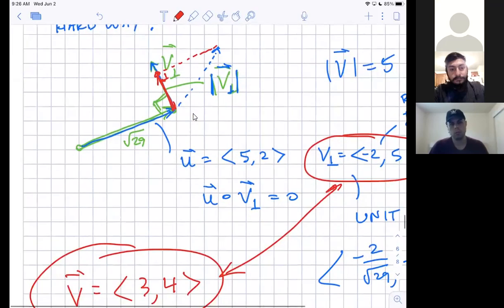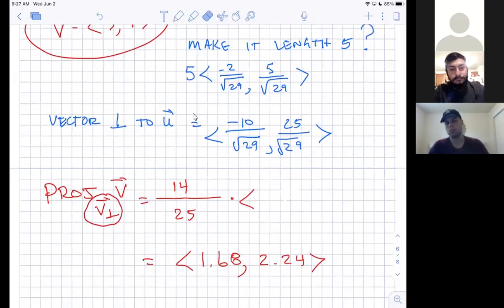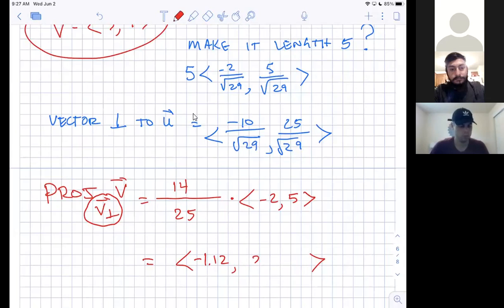Oh, I know what I did wrong. We're projecting onto V perpendicular, not onto V. This is the wrong vector. It's a good mistake to make in the sense that you might make that too, right? Aren't we projecting onto that vector? So I got it wrong. So we get negative 1.12, and we get 70 divided by 25, we get 2.8.